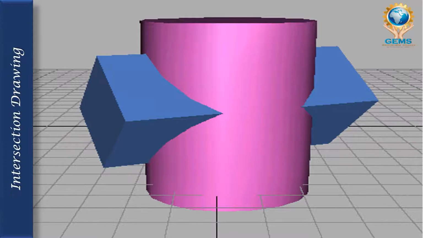The intersection of solids, with the cylinder standing and the square prism penetrating. So this is the diagram. In this, look at this view clearly. Based upon this only, we are going to draw the two-dimensional drawing. So this is important.